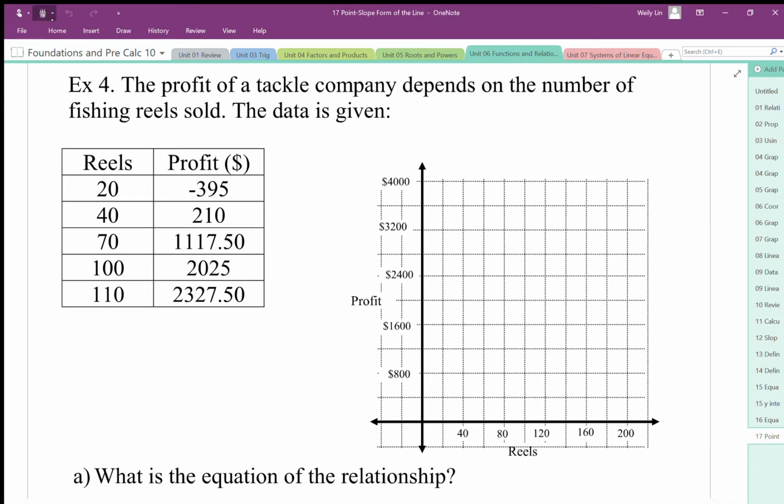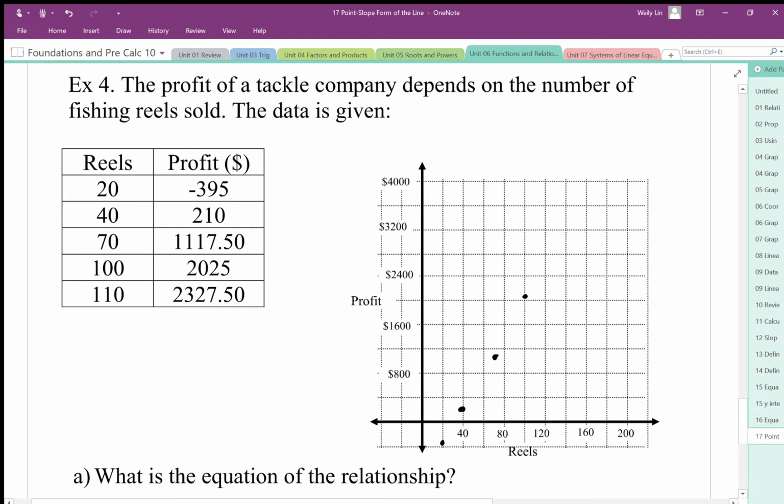I want to find slope. Let's maybe draw these coordinates in first. At 20 reels, I have a negative profit, maybe somewhere around there. At 40 reels, I make a positive profit, a little bit up here. That's 400, so it's about halfway. At 70 reels, I'm at 1,000, so that's going to be 1,200, maybe somewhere around here. 100 reels is going to be just past 2,000.